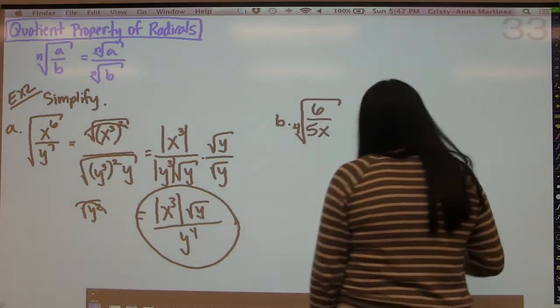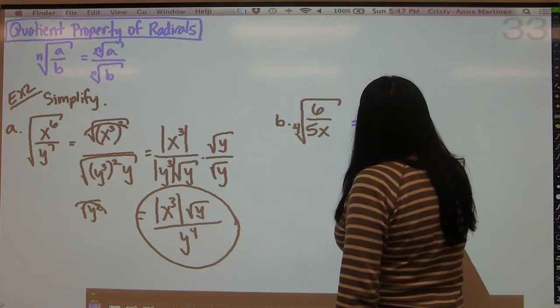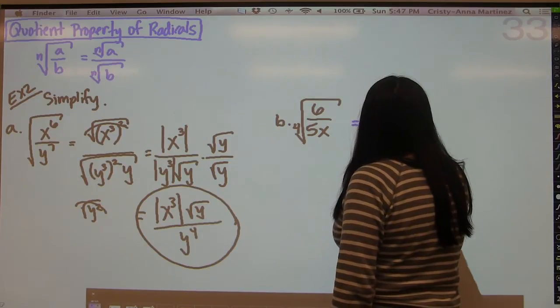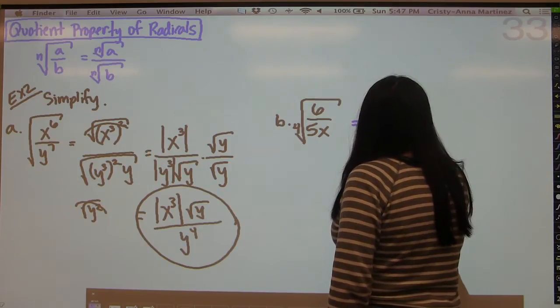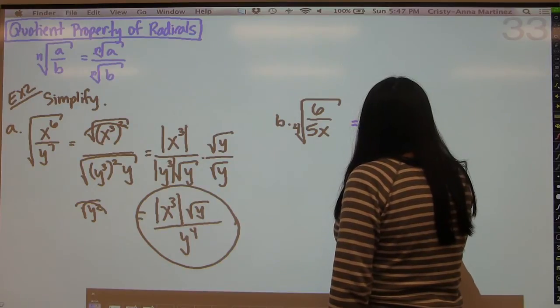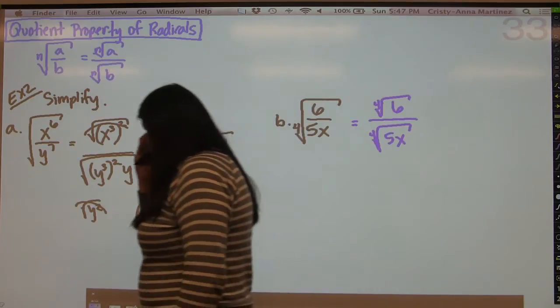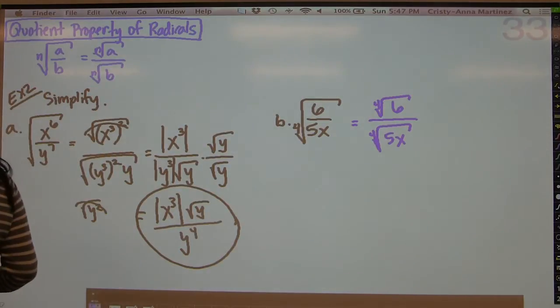Okay, in part B, we're going to first separate it into the 4th root of 6 over the 4th root of 5x. Now in this case, you don't have any issues with trying to cancel things inside the radicand. The problem here is that you have a radical on the bottom. You can't have that.